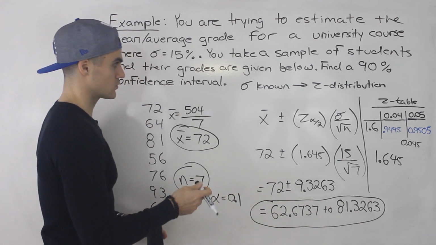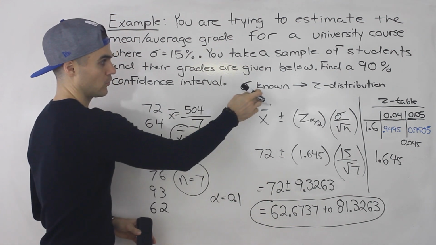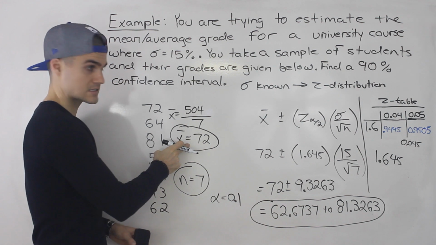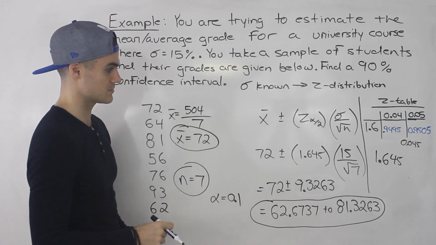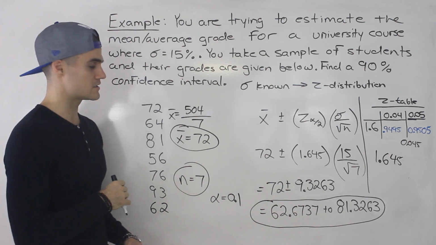The only difference between this question and a previous example where the population standard deviation was known is that you have to actually find this sample mean over here to plug in. But it's not too bad. You just sum everything up and divide it by the sample size.